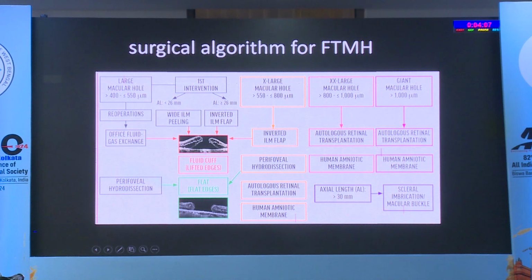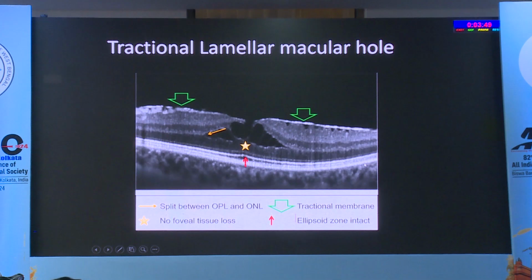If there is a fluid cuff, then the office fluid gas exchange may help in the closure of the hole. If it is the flat edges, some can do perifoveal hydrodissection. If there is a larger axial length, probably one can resort to aggressive maneuvers like scleral imbrication or a macular buckle. But for large sized holes, ART and amniotic membrane work well.